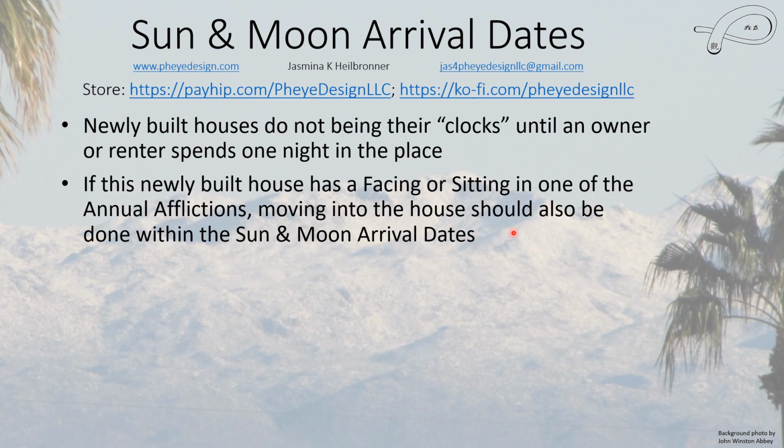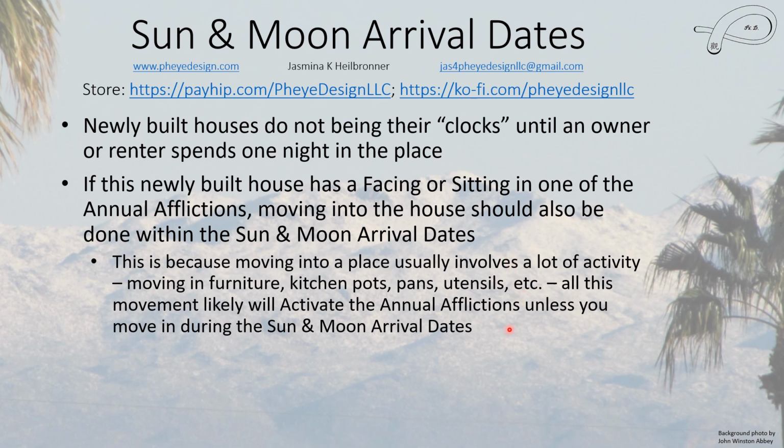Now, if this newly built house has a facing or a sitting that is in one of the annual afflictions, moving into the house should also be done within the sun and moon arrival dates. Now, you don't have to start anything there, you just move in. You're not doing a renovation. You just have to move in that 2-week window, and you want to do it on a non-clash day, obviously.